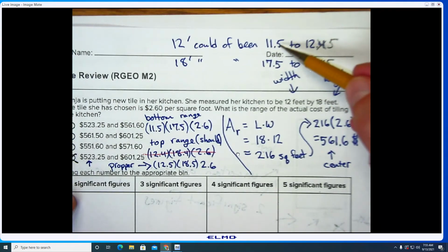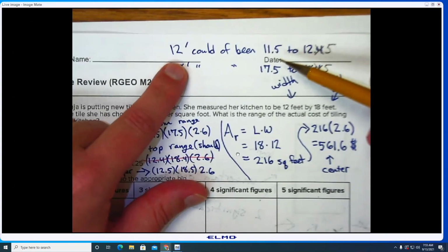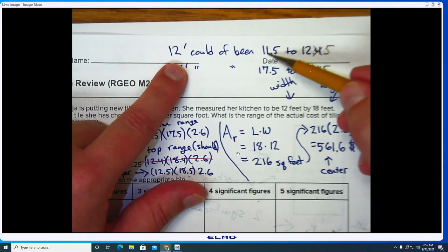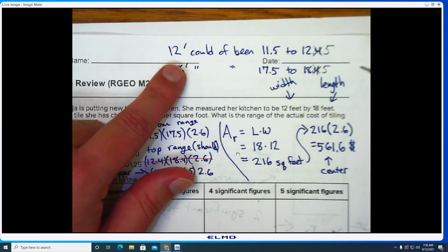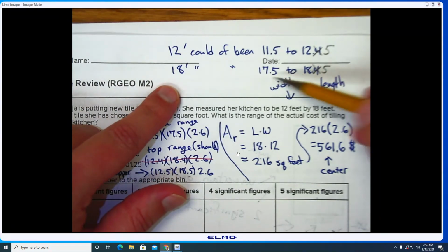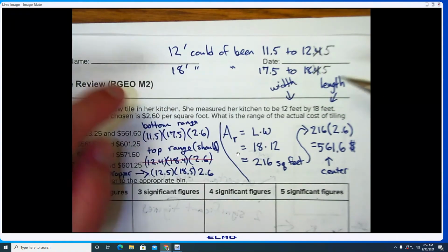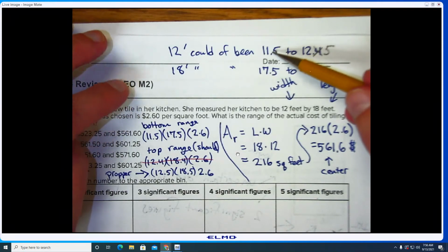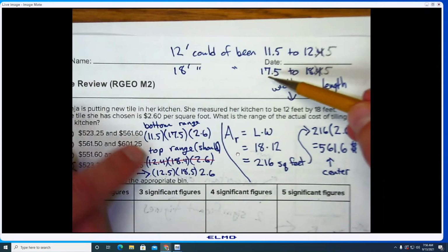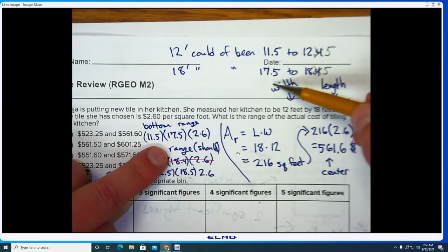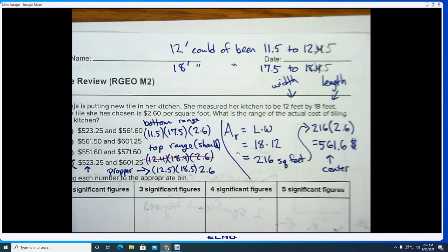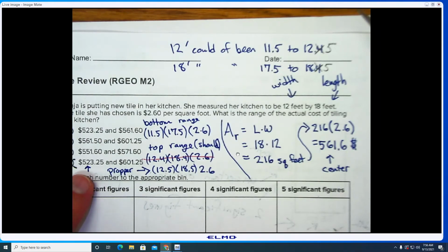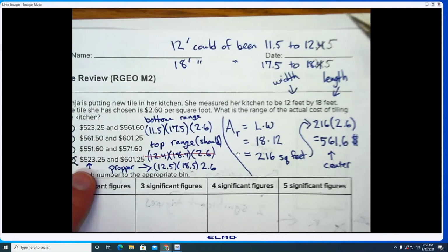So the bottom range would be, so notice the 12 feet, we have a bottom of an 11.5 and a 12.5. So I think their strategy basically is we're trying to make it the same amount, 0.5 in both directions. Same thing for the 18.5 in both directions. So the lower or bottom range will be the 11.5 times the 17.5, and then the price was $2.60. And that gives us the 523.25.